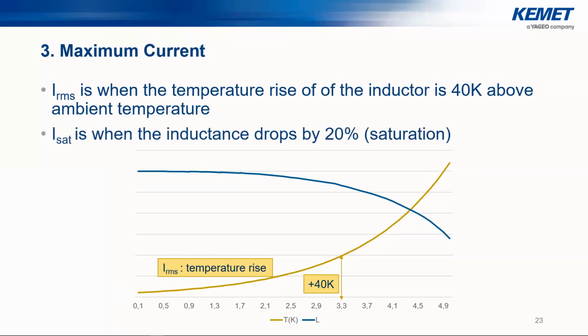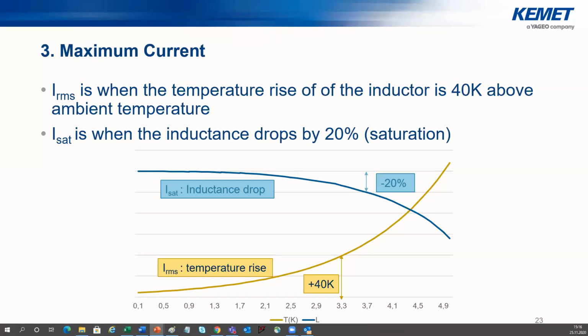The saturation current is the drop of the inductance, what we have here, and we define it as -20%. So this is a totally different value and has nothing to do with the IRMS. The IRMS is something which has to do with the length of the wire and the size of the cross-section. The inductance drop, the saturation, this is similar to an MLCC and the voltage of an MLCC. So here we have a drop of the capacitance, of the inductance.